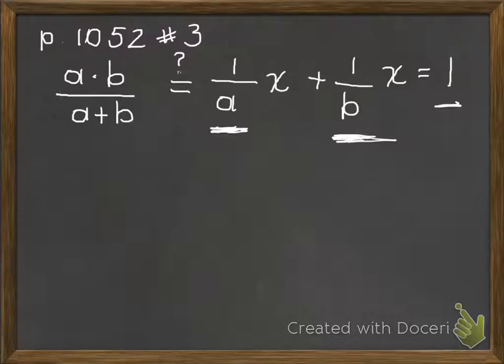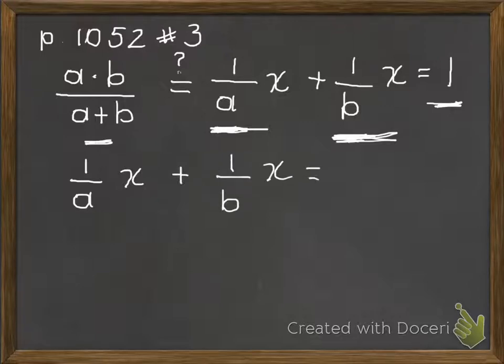So this is the fraction of work completed by one person, this is the fraction of work completed by the other person, and this is the whole job. That equation makes sense to us. The reasoning makes sense. Now we're going to show that this equation is the same as this one. Okay, so to do that, we're going to go from this equation to this simple formula.